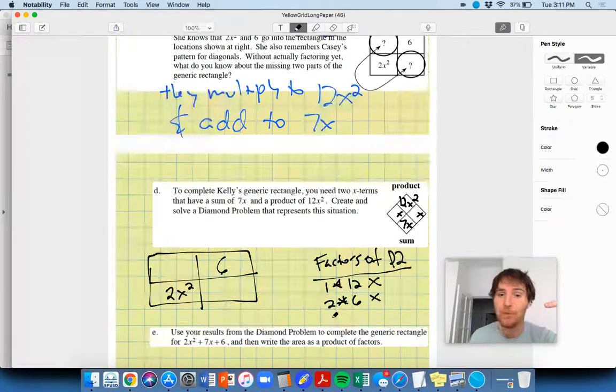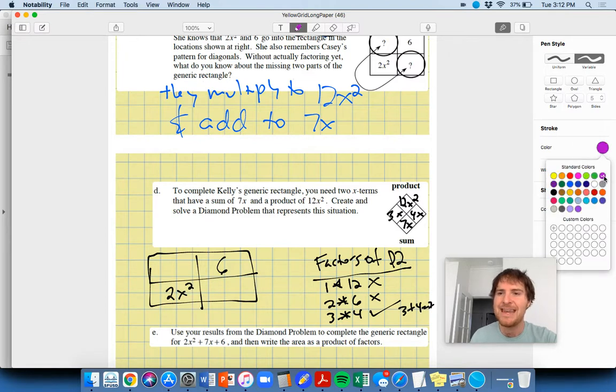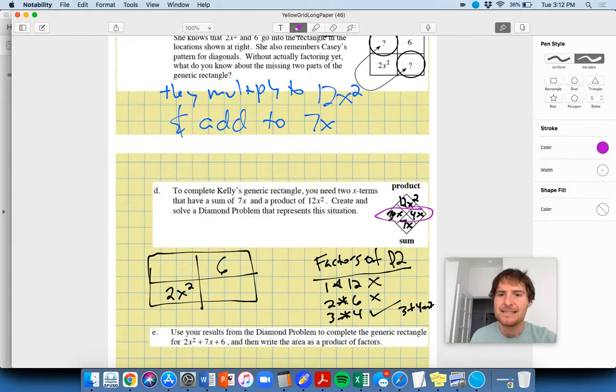Let's keep going. Let's go with 3. 3 goes into 12. Yeah, it goes into 12 4 times. Okay, so that means 3 times 4. That's another option we can take. And you know what? That works, because 3 plus 4 equals 7. There we go. So we have 3x here. We've got 4x here. And now these guys, okay, 3x can go there. And 4x, sure, it can go there. It doesn't really matter where it goes, okay?